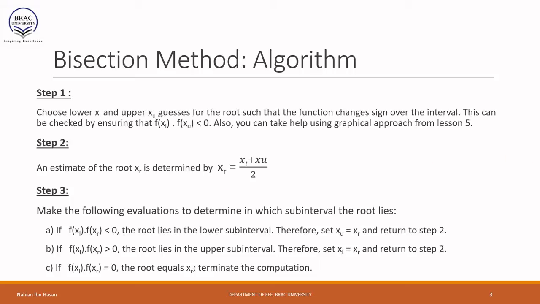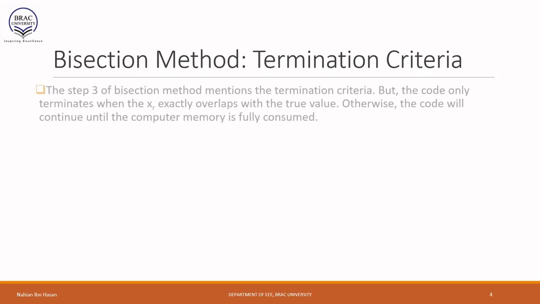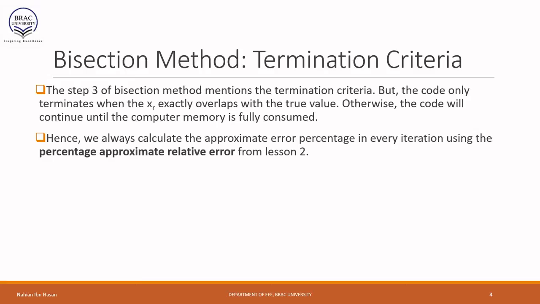We have already encountered such a case. For example, we used the approximate error, where the approximate percentage error is denoted as something like this: xr new minus xr old divided by xr new. This xr new is the current approximation of the root at the current iteration, and xr old is the approximation of the root at the previous iteration.